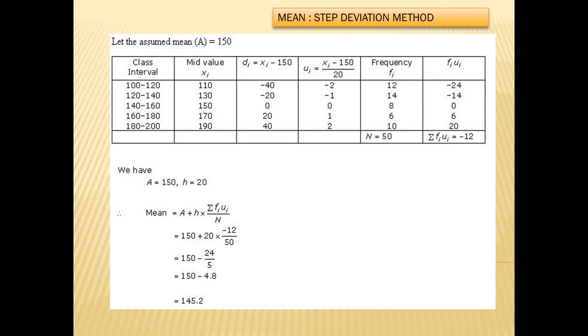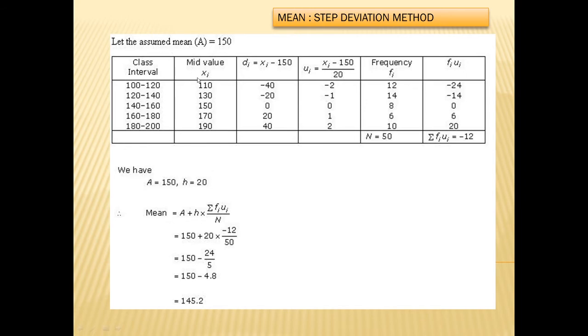And let us see how to find the mean in the step deviation method. There are 3 methods, and now we are on the third method. Here the formula is A plus sigma fi ui by n, times h. This n is nothing but sigma fi. The formula is very easy. We can compare this with the deviation or assumed mean method. There also we use sigma fi di, but the new thing here is sigma fi ui. How to find ui?